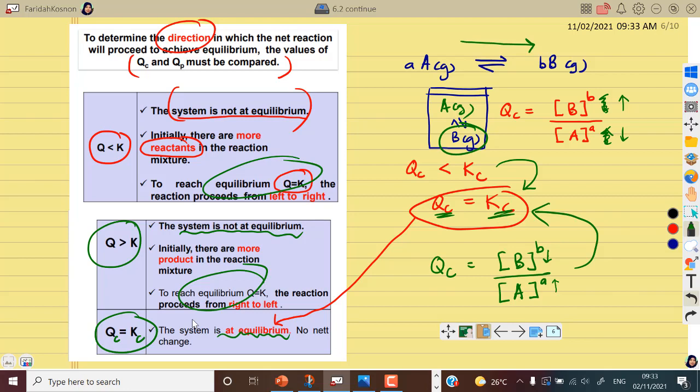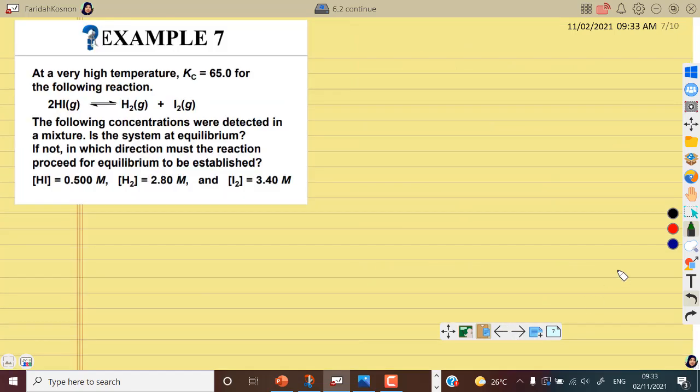Okay, so now in order to help you to understand more on this content ataupun nak fahamkan lebih tentang predicting the reaction position ini, kita akan lihat example. Alright. Okay, so you may refer to your lecture notes, example 7. Okay, at a very high temperature, Kc given is 65.0 for the following reaction. So now we have the balanced chemical equation. Okay, the following concentrations were detected in a mixture. Is the system at equilibrium?